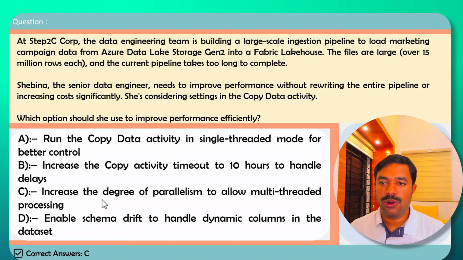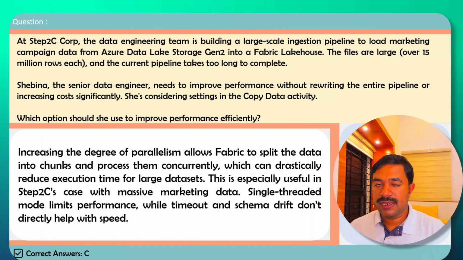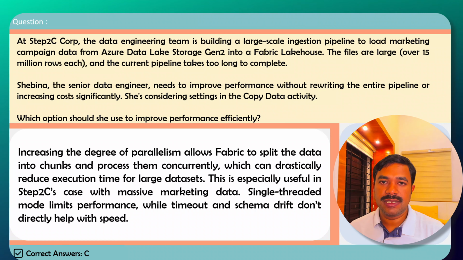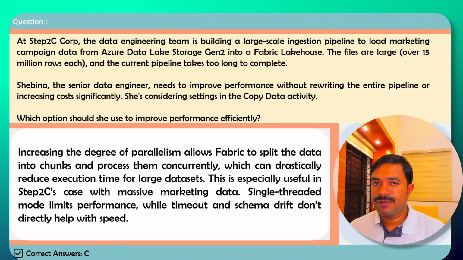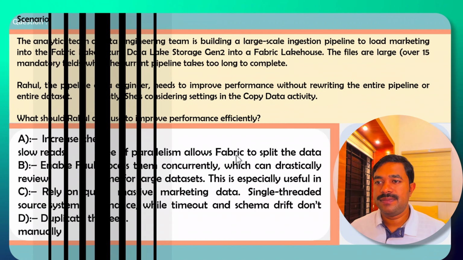And the right answer is option C. We could increase the degree of parallelism to allow multi-thread processing. And other options are not relevant. So we should try to increase the parallelism to fix or rectify these issues. Now let's check the next question.